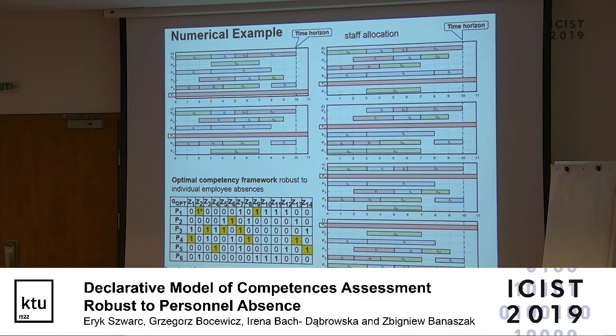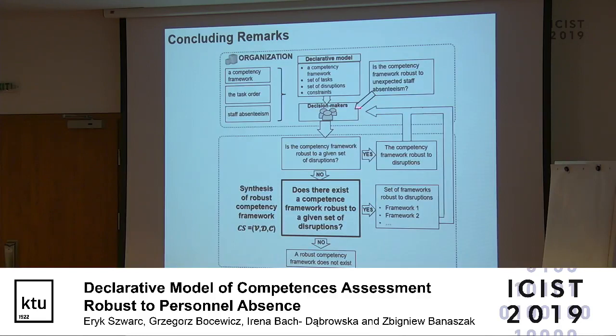And instead of conclusions, let me show you the concept of the decision support system using our approach. So, consider the already mentioned set of input data and the question of the robustness of the competency framework. And using our declarative model, the decision makers can, first of all, answer the question, is the given competency framework held in some organization robust to a given set of disruptions. If not, our approach could find this type of robust competency framework.